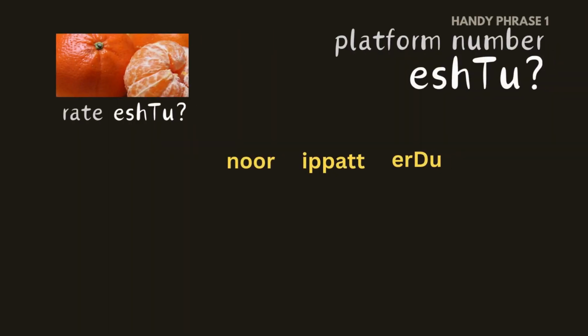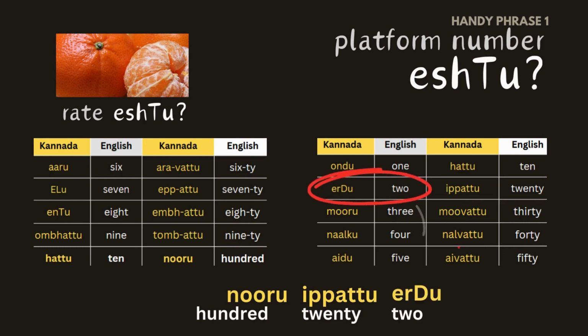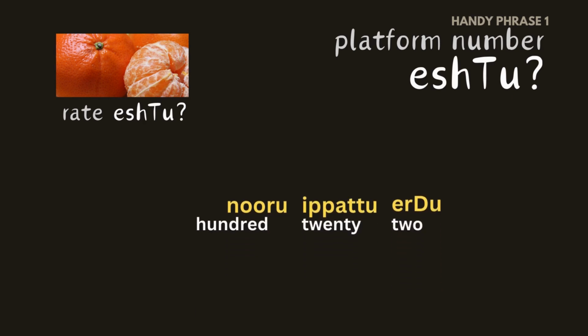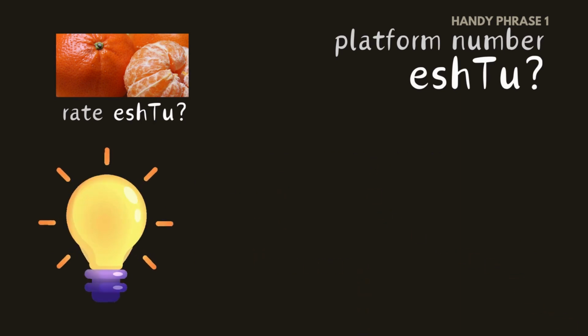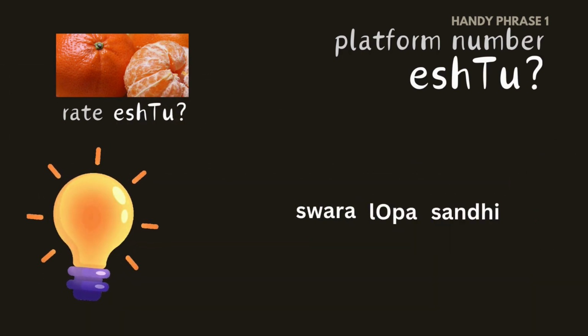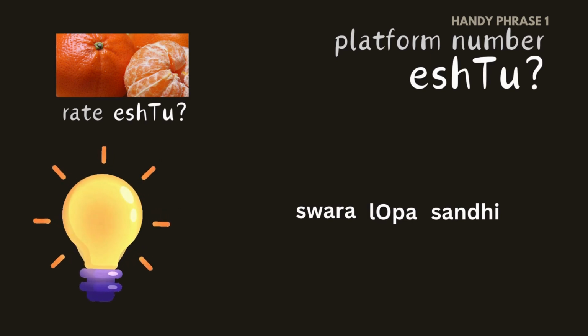Now, back to the fruit seller's response of 122. Let's solve this by referring back to the tables we discussed moments ago. We know nuru stands for 100, ippattu stands for 20, and eradu stands for 2. Putting these all together, it's nuru, ippattu, eradu, or 122. Ayyayo, u is falling. This is due to a property called Swaralopa Sandhi and is also exhibited by other Dravidian languages like Telugu and Tamil.